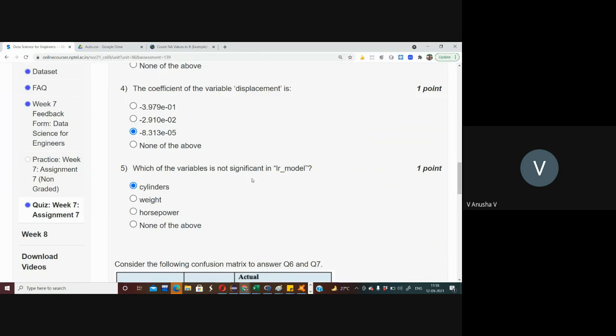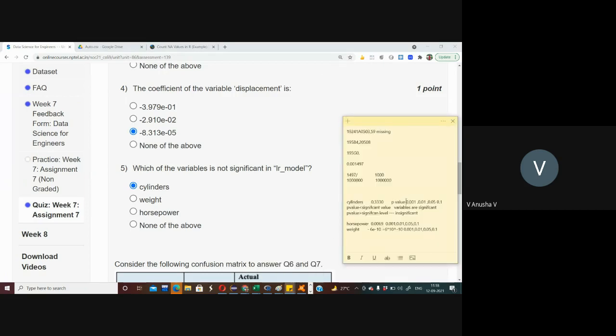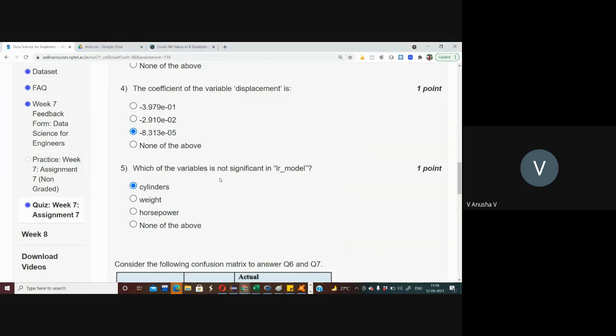Sometimes they will give us the significant level, like which of the following variables is not significant at 1%, 5%. Then you have to compare the p-value of those variables with that particular level, say 1%. Because they didn't give us anything here, we are comparing the p-values with all the significant levels present. From that we concluded that the cylinder variable is not significant.